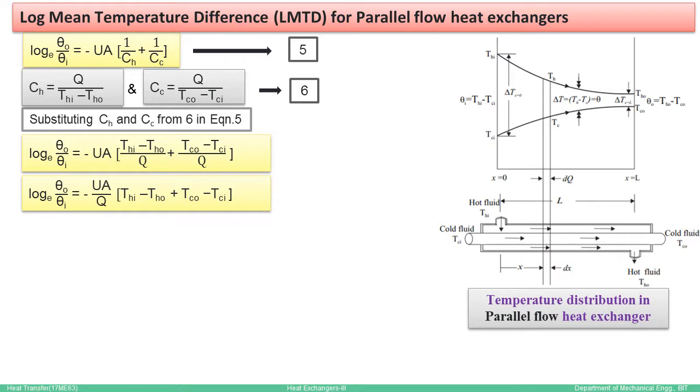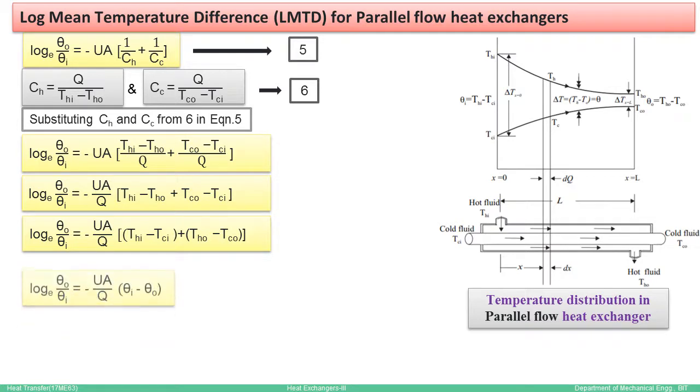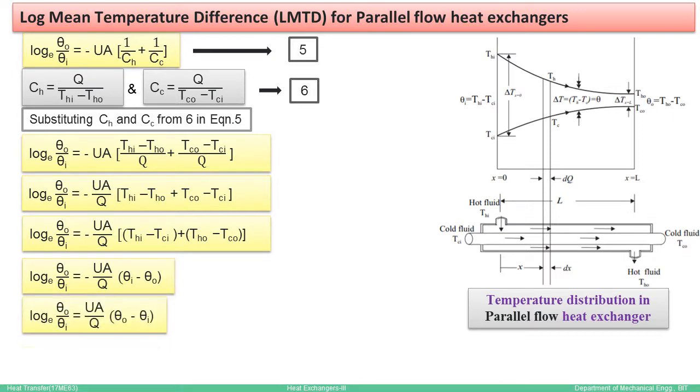And also we know that theta I is equal to THI minus TCI and theta naught is equal to TH naught minus TC naught. So we can rewrite that expression like this. And since there is a negative sign in the RHS, we can just rewrite this equation by taking this negative sign inside and rearranging it. We get log of theta naught by theta I to the base e equal to UA by Q multiplied by theta naught minus theta I.